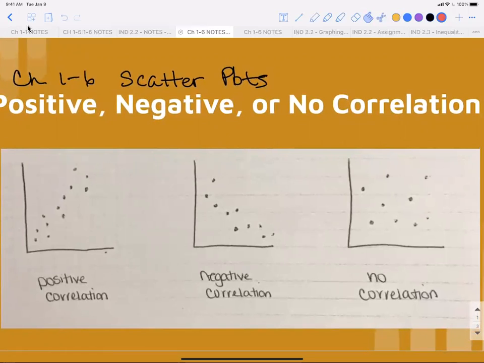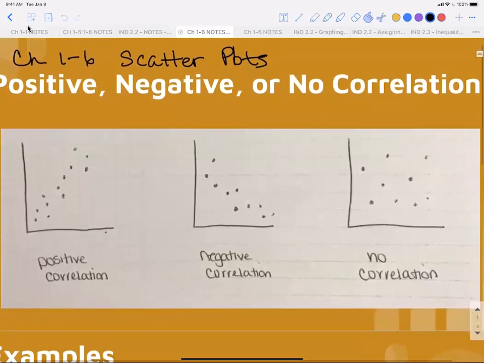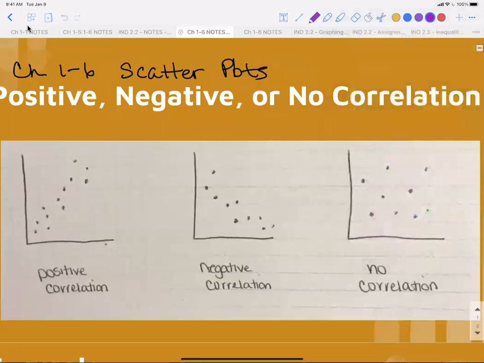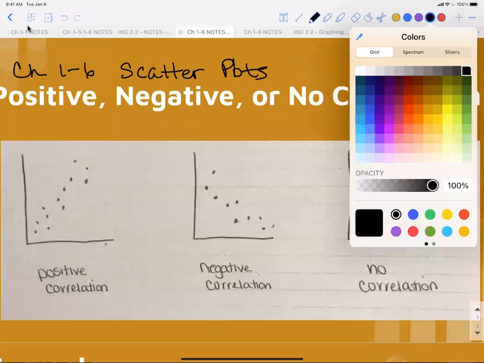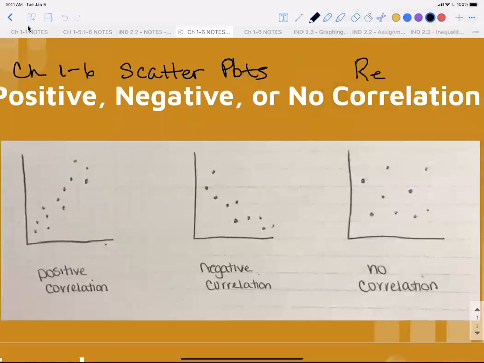All right, so we are going to be talking about positive, negative, or no correlation. And above the word correlation, I want you to write the word relation because they are interchangeable. Relation and correlation are interchangeable, and you're going to see it both ways. If it asks you to state the correlation, it's negative, positive, or if it asks you to state if the relation is negative or positive, those two words are interchangeable, okay?